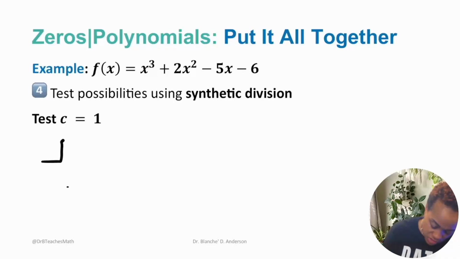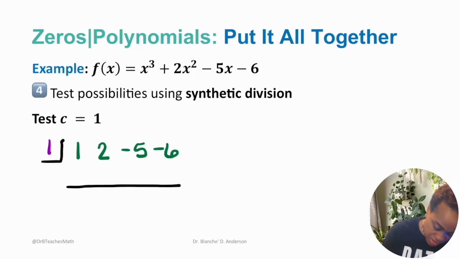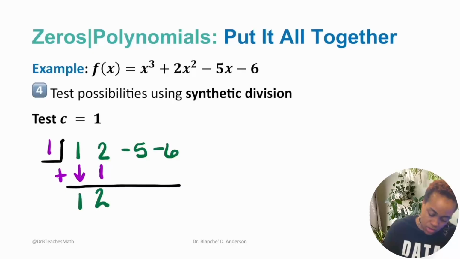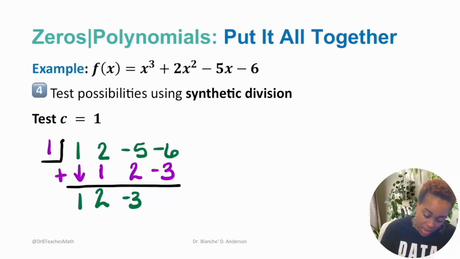We're going to do synthetic division. We're already going in descending power. So 1, 2, -5, -6. My C goes here. The first number comes down. You have 1. 1 times 1 is 1. 2 plus 1 is 2. 2 times 1 is 2. -5 plus 2 is -3. -3 times 1 is -3. And our remainder is a -9.